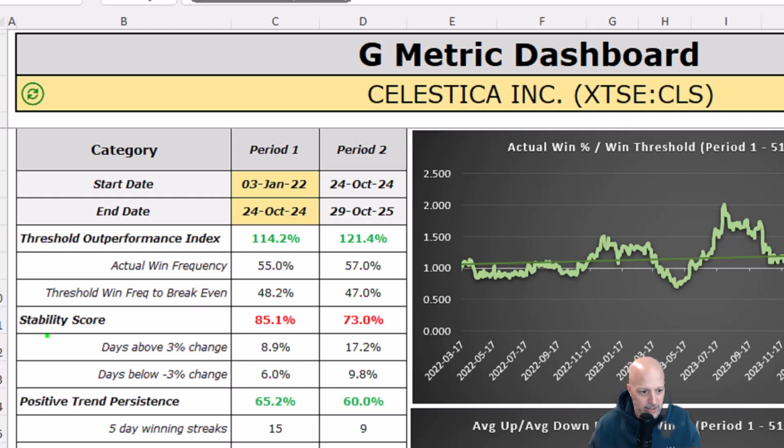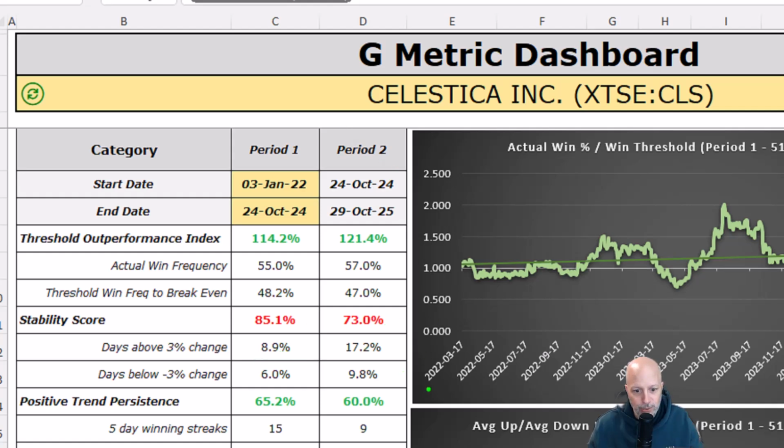Next, we want to look at our stability score. So basically, I look at how many days are above a 3% change and then how many days are below a negative 3% change. For period 1, 8.9% of the days are more than 3% in the positive direction, and 6% of the days are more than 3% in the negative direction. It's kind of a volatile stock. It moves a lot. That means its overall stability score is 85.1%.